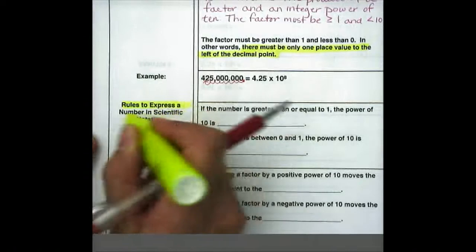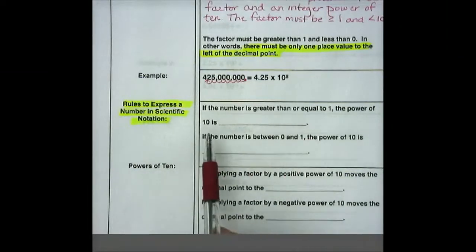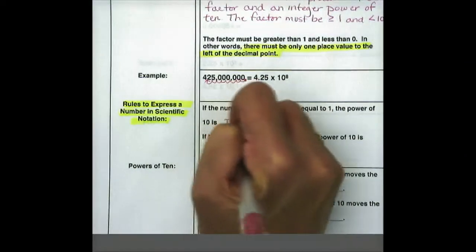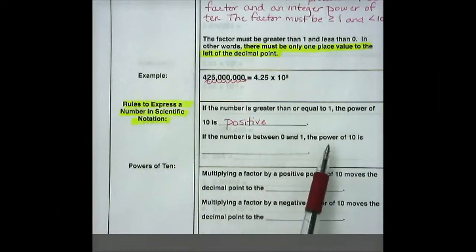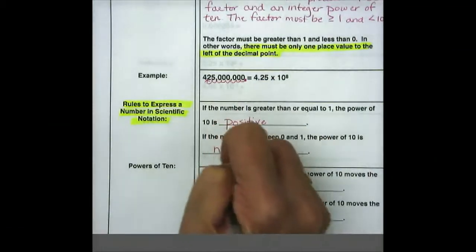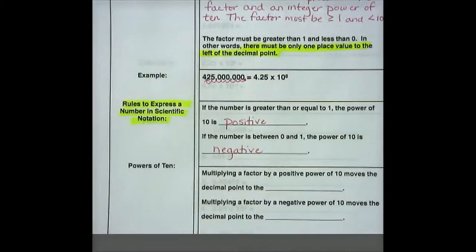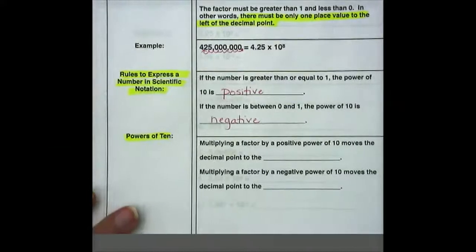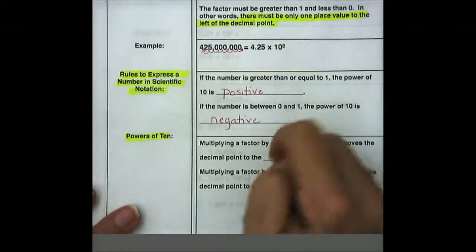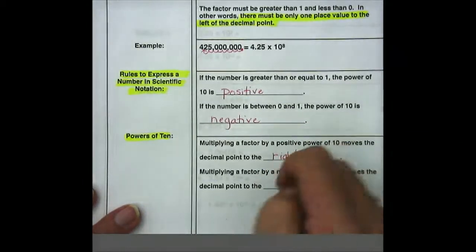Let's look at some rules to express a number in scientific notation. If the number is greater than or equal to 1, the power of 10 is positive. If the number is between 0 and 1, the power of 10 is negative. With the powers of 10, when you multiply a factor by a positive power of 10, it moves the decimal point to the right. And when you multiply a factor by a negative power of 10, it moves the decimal point to the left.